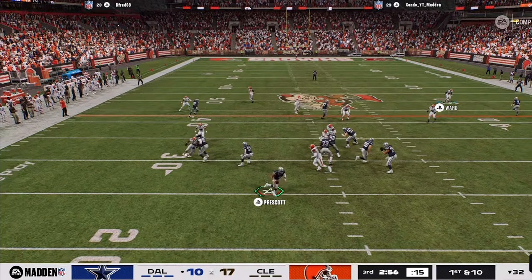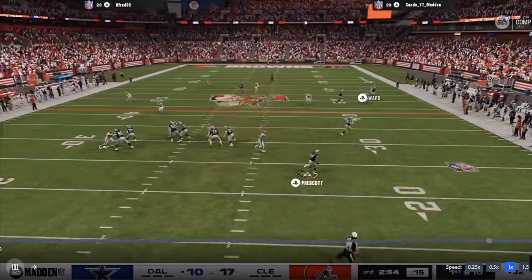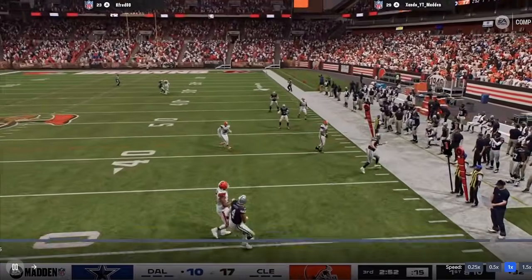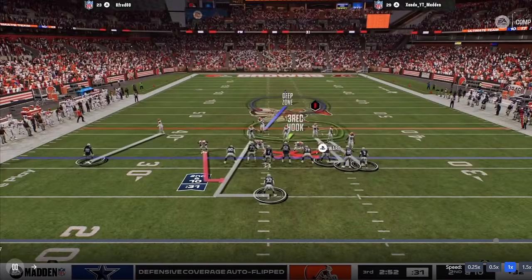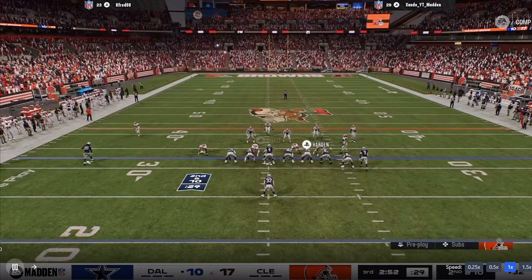So if you want to deal with a quarterback contain player, I highly suggest that you use the pirate into the field and then use pass commit, and you will work wonders on the defensive side of the ball. He made a bad throw. So again, pirate into the field again. I think we get a free rush.